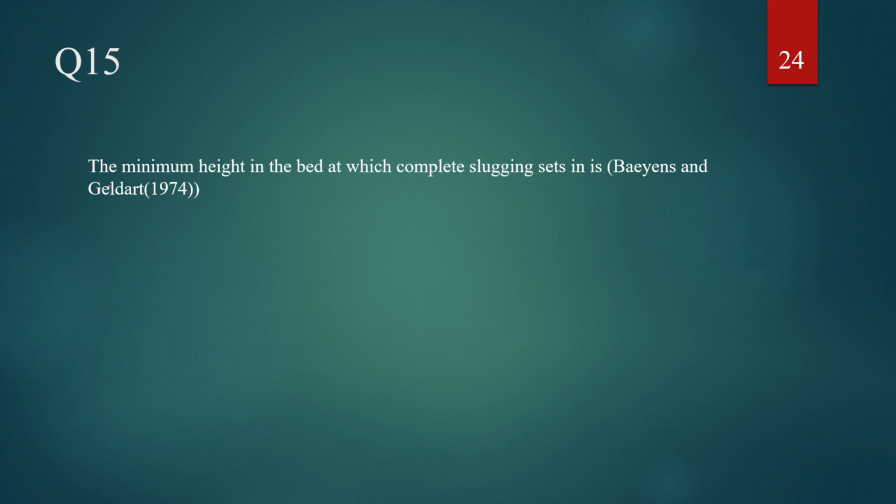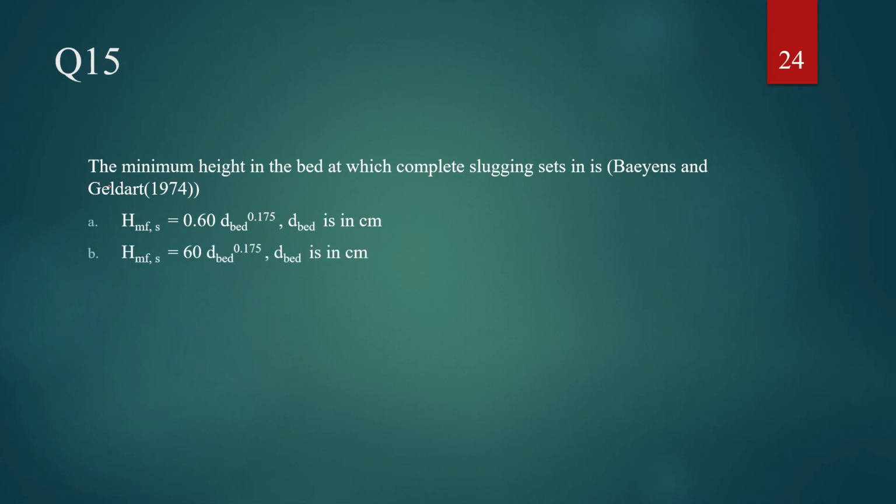In question 15, it is asked: the minimum height in the bed at which complete slugging sets in, according to the Baeyens and Geldart 1974 model, is: HMFS equal to 0.6 times D bed to the power 0.175, where D bed is in centimeter; or HMFS, the minimum fluidization height, is equal to 60 times the diameter of the bed to the power of 0.175, where D bed is again in centimeter; or HMFS is equal to 6 times D bed to the power 0.175, D bed in centimeter; none of the above.